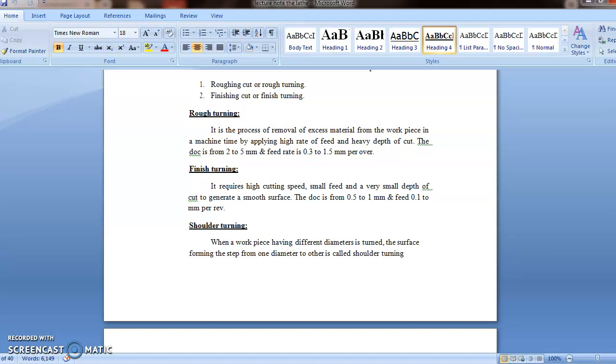Then shoulder turning. When a workpiece having different diameters is turned, the surface forming the step from one diameter to the other is called shoulder turning operation.